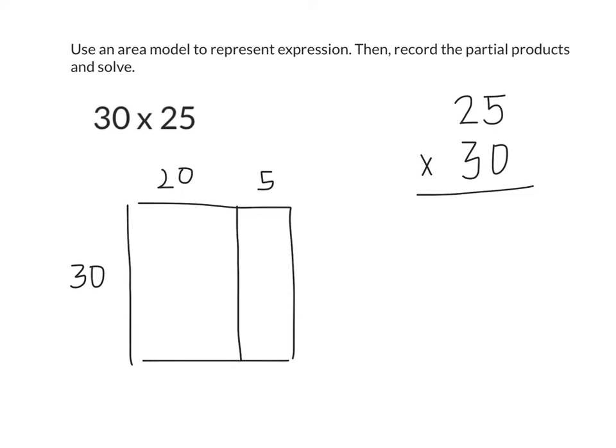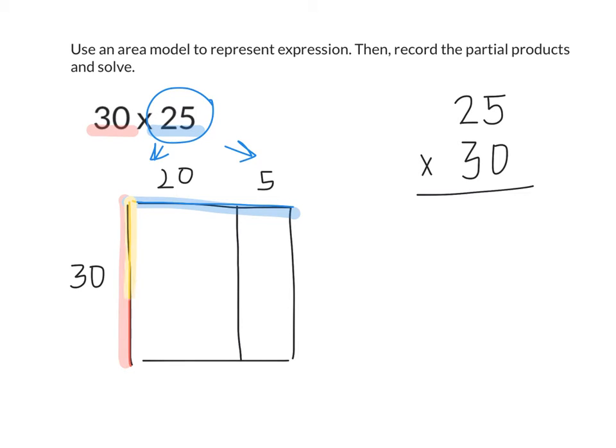Now that we've done 30 times 25 using a place value chart, let's see how we can use an area model to represent that expression. Okay? Then we're going to record the partial products and then we're going to solve it all together. So we know that when I find the area of a rectangle, I'm multiplying the length times the width, right? So if I draw a rectangle where the length is 30 and the width is 25, that area would be the product of 30 times 25. Do you guys agree? But to make it easier, I can separate 25 into two parts. I can say that it's 20 plus 5. So instead of thinking about one big rectangle, I could think about two smaller rectangles. Do you guys agree? Nice.